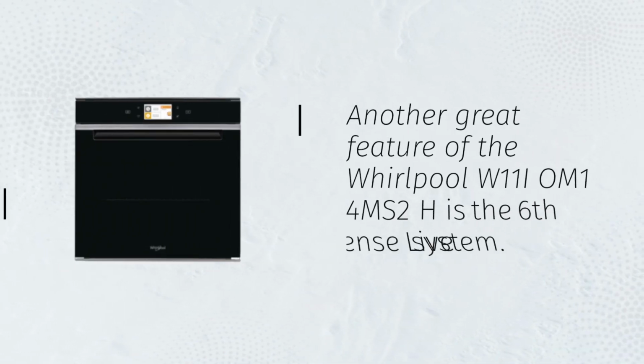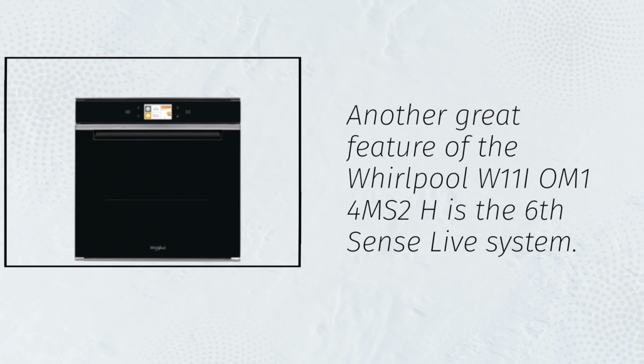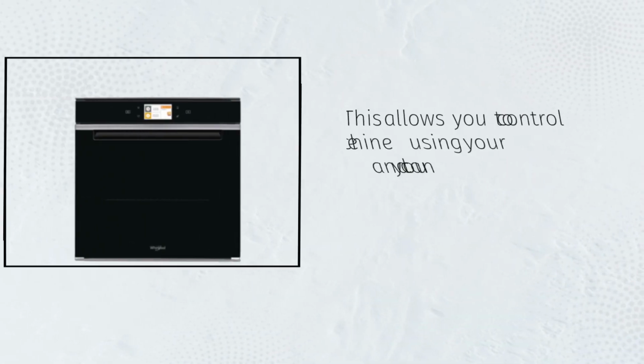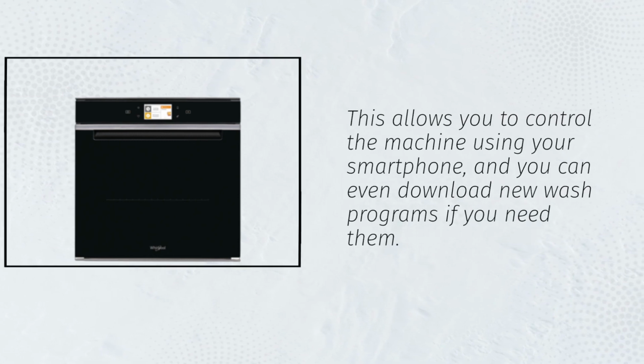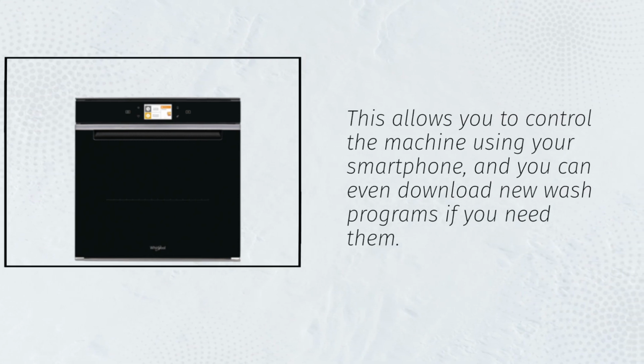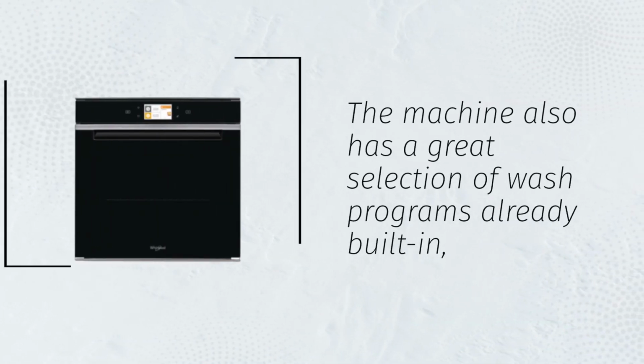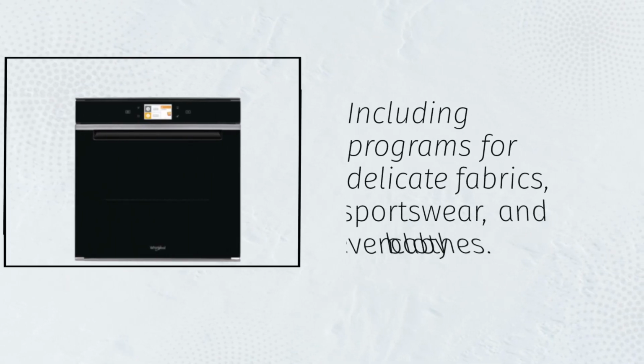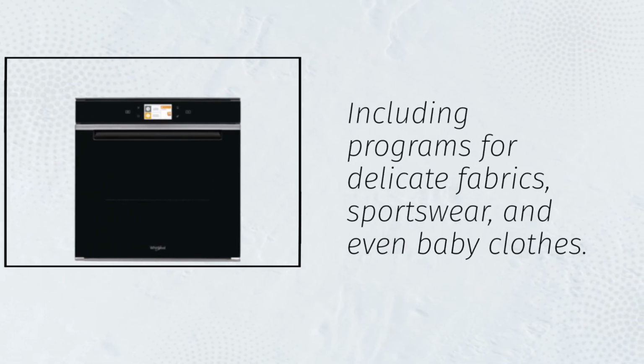Another great feature of the Whirlpool W11I OM1 4MS2H is the Sixth Sense Live system. This allows you to control the machine using your smartphone, and you can even download new wash programs if you need them. The machine also has a great selection of wash programs already built in, including programs for delicate fabrics, sportswear, and even baby clothes.